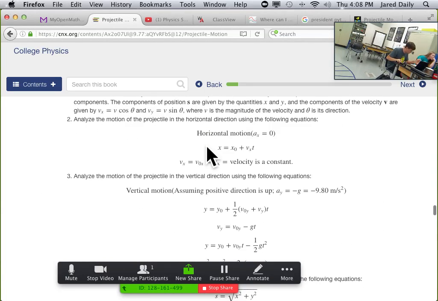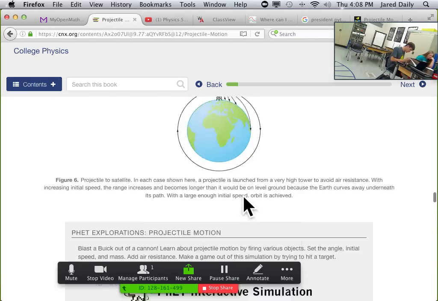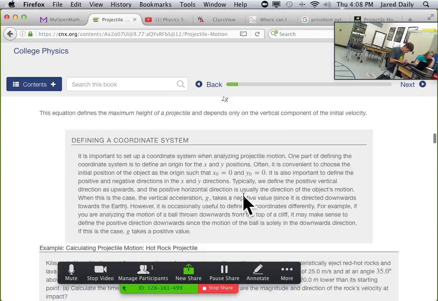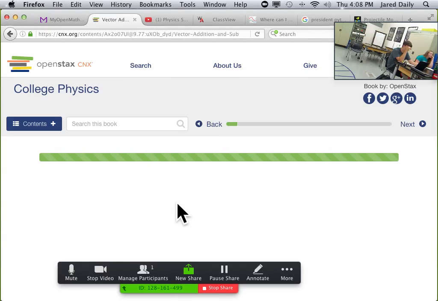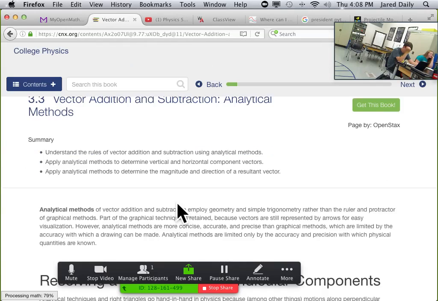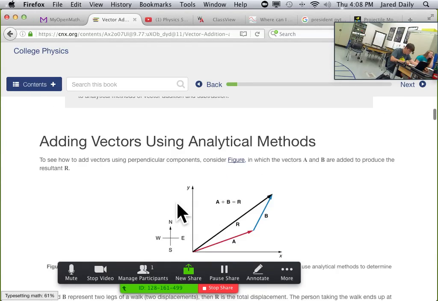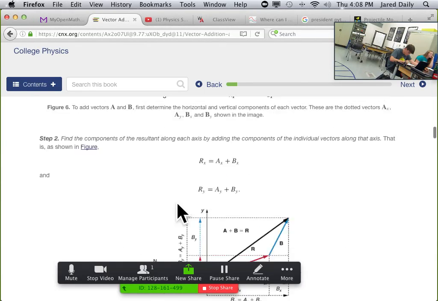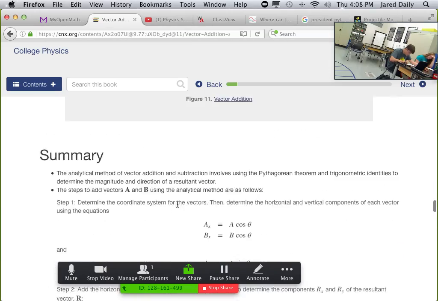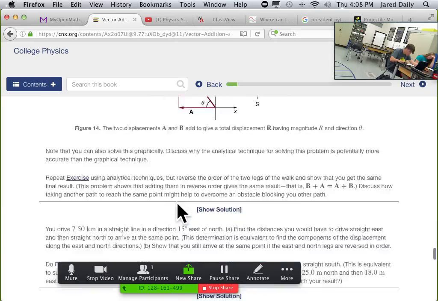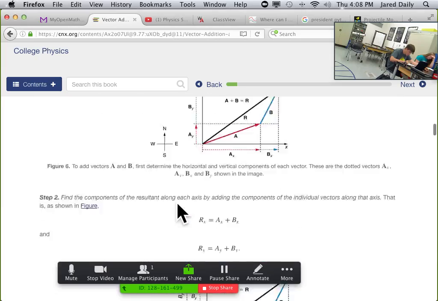For horizontal motion, right here. No, wrong one. I'm in the wrong section. Gotta go find the right section in my book here.